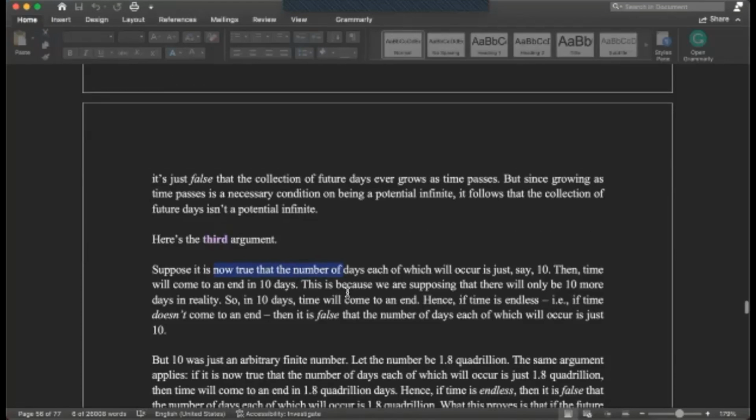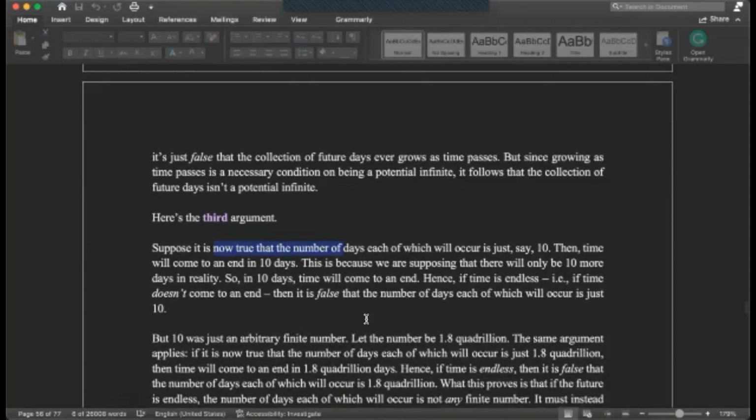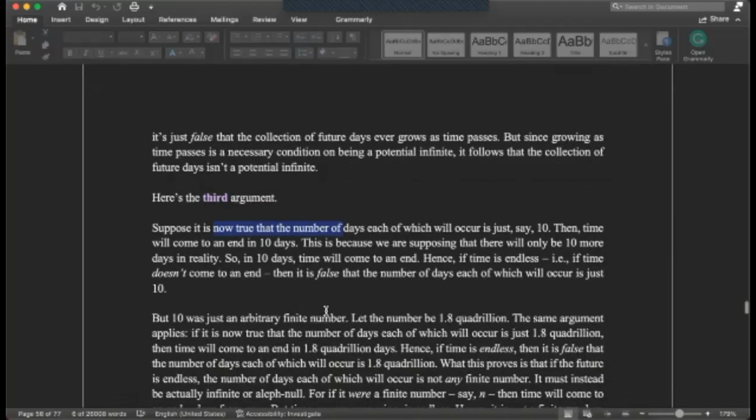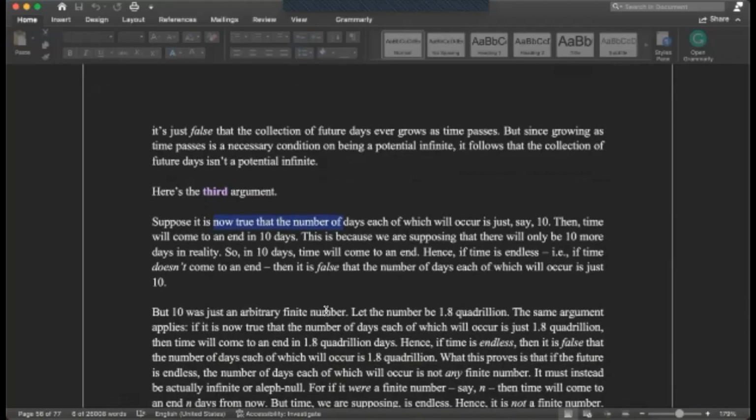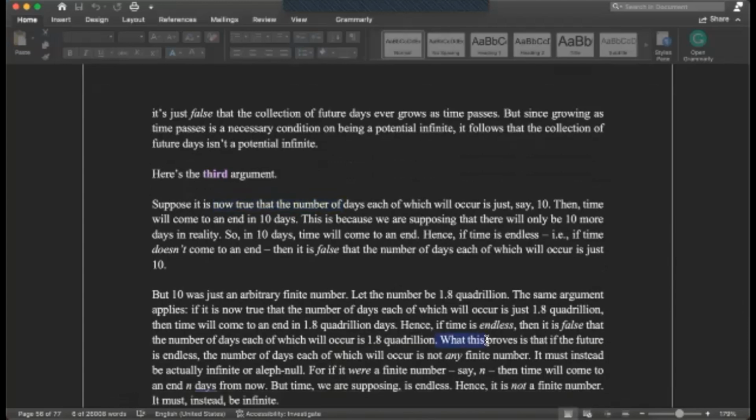But 10, of course, here was just an arbitrary finite number, right? Let the number be 1.8 quadrillion. The same argument applies, right? If it is now true that the number of days, each of which will occur, is just 1.8 quadrillion, then time will come to an end in 1.8 quadrillion days. Hence, if time is endless, then it's false that the number of days, each of which will occur, is 1.8 quadrillion. What this proves is that if the future is endless, the number of days, each of which will occur, is not any finite number. It must instead be actually infinite, or Aleph null.